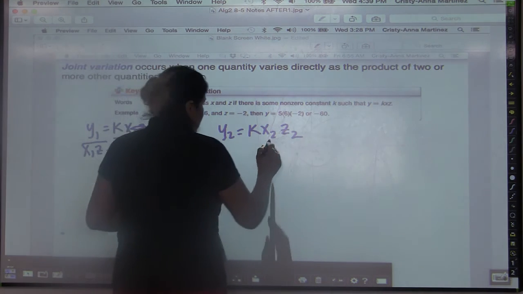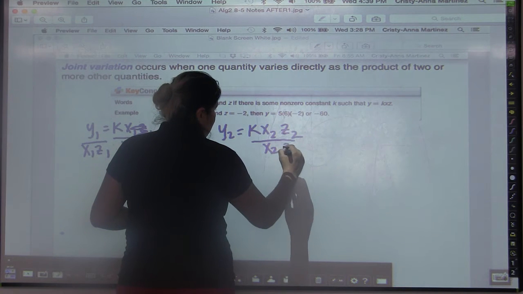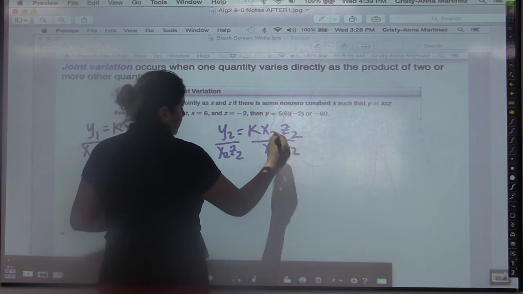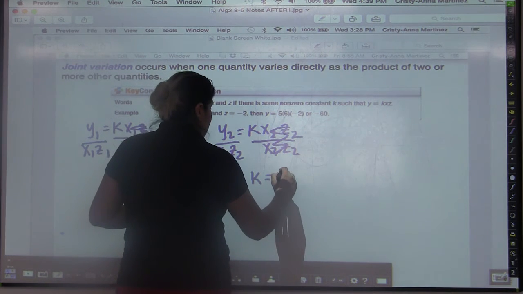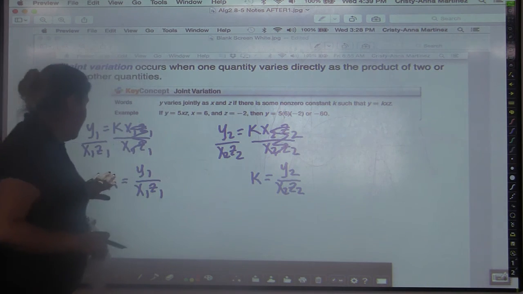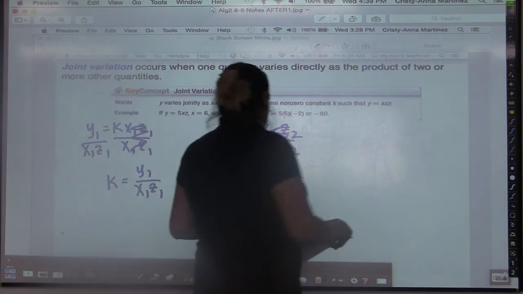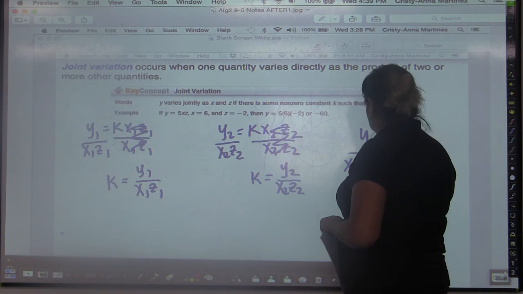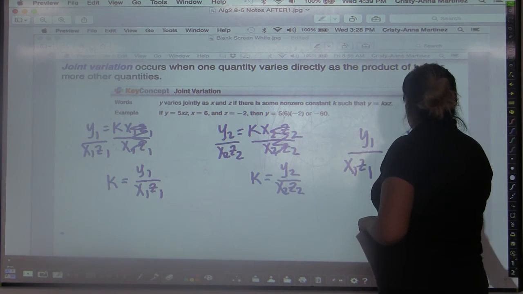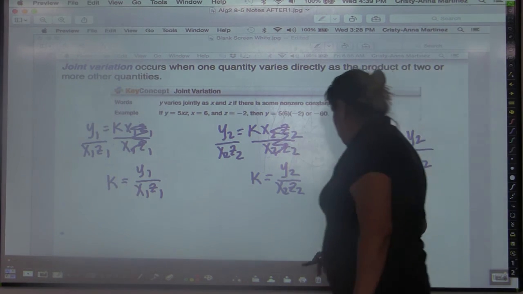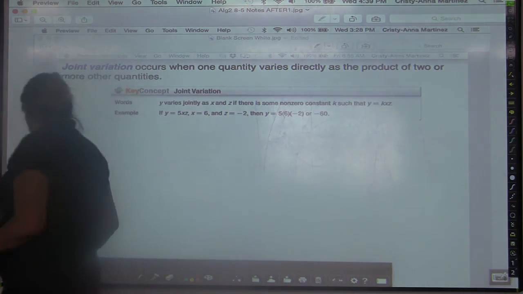In this case, you're going to get much the same thing, only with little 2's instead of 1's. Divide both sides by x2 z2. These cancel. And on this side, we're going to get y2 over x2 z2. But because, again, both k's should be equal, we get another proportion. And this time, our proportion looks like this. y1 is to the product of x1 and z1, as y2 is to the product of x2 and z2, just like that.